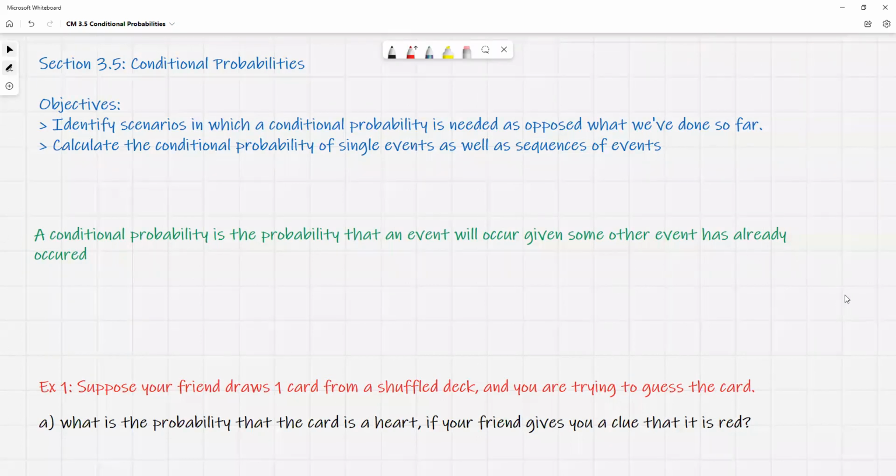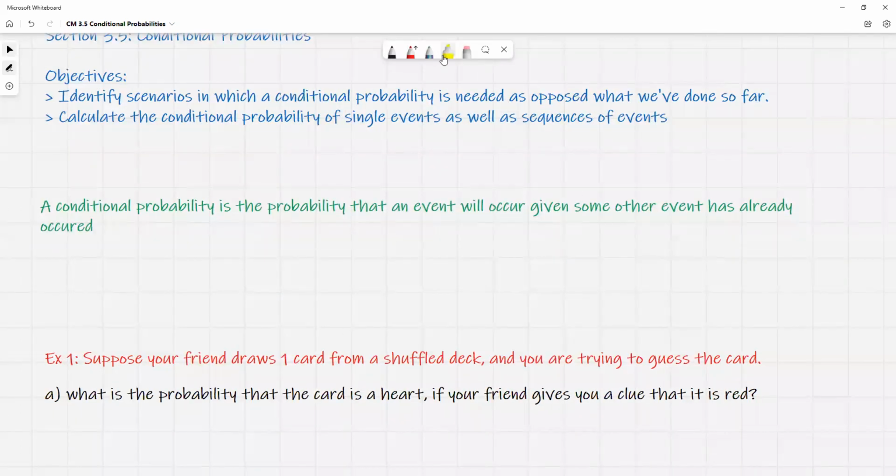So first, let's talk about what a conditional probability is. Well, it pretty much is the probability that an event will occur. So conditional probability is the probability that an event will occur given, and that's going to be a key word in this section, given some other event has already occurred, right?